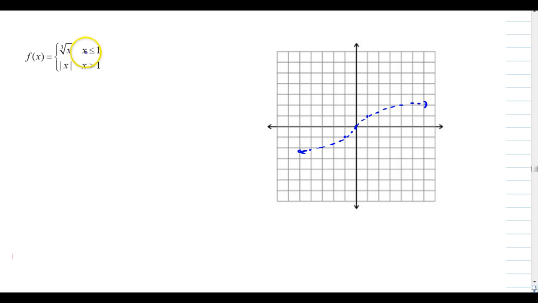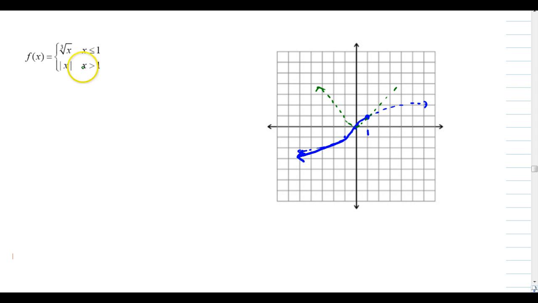And cube root of x is only defined when x is less than or equal to 1. So here's 1, less than or equal. I'm going to put that filled in circle, and I'm going to go ahead and shade to the left where x values are less than 1. And then the absolute value function, absolute value of x, looks like the V. So it looks like this V, and it goes through 1, 1.